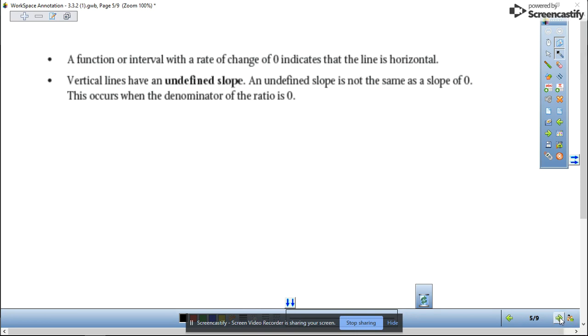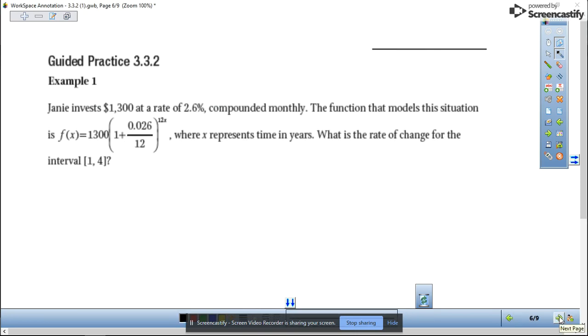So, all right. Example 1. Janie invests $1,300 at a rate of 2.6% compounded monthly. Okay? The function that models the situation is given here, and x represents time in years. What is the rate of change for the interval 1 to 4? So when x is 1, when x is 4. So basically we're saying when x is between 1 and 4. Okay? What's that rate of change?